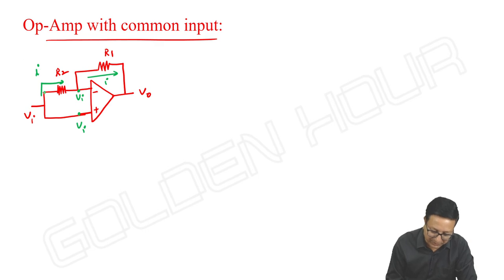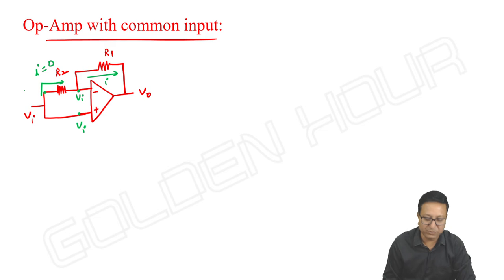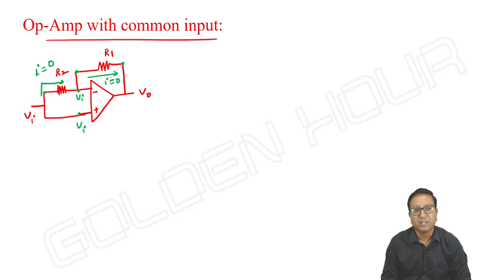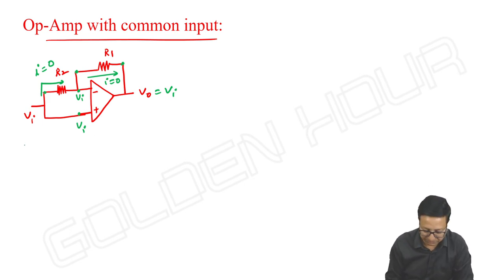Then what about this current I? Here it is Vi, here it is Vi. So there is no potential difference and hence the current is 0, which means I is 0. Then here it is Vi, here it is V output, and there is no current flowing between this node and this node. That is possible if and only if both the voltages are the same, meaning V output is equal to Vi. And the circuit behaves like a voltage follower.